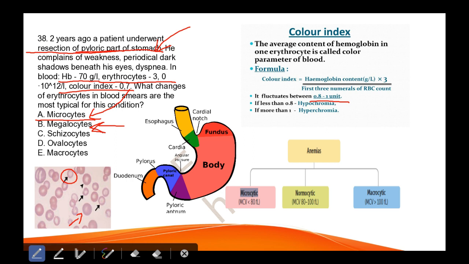This one. And megaloblasts can appear when intrinsic factor is not produced from the parietal cells that are present in the cardia and fundus. But here in this question, the pyloric part is being resected, so that means it has nothing to do with the megaloblasts or the pernicious anemia, where vitamin B12 is not absorbed.